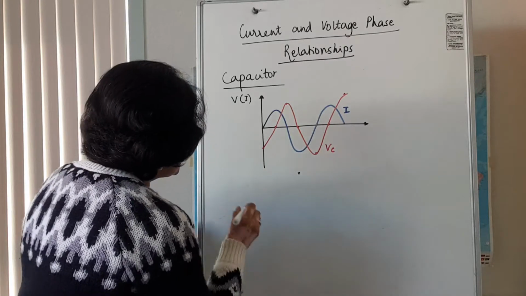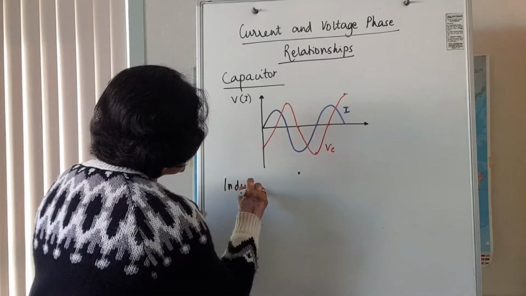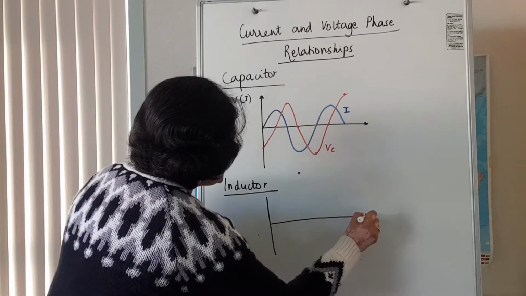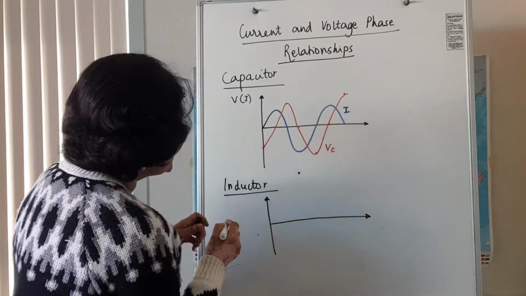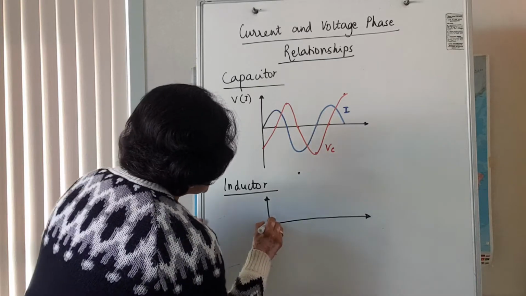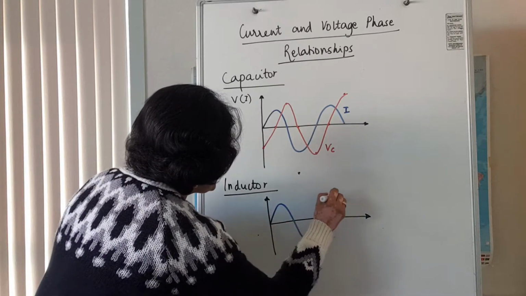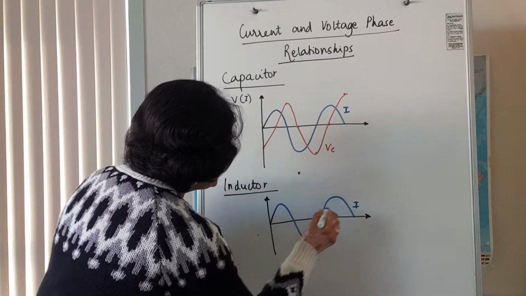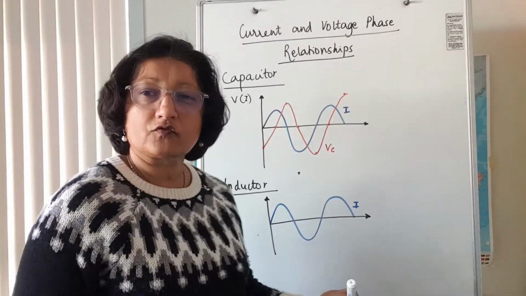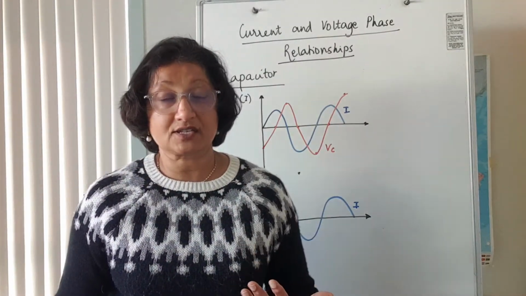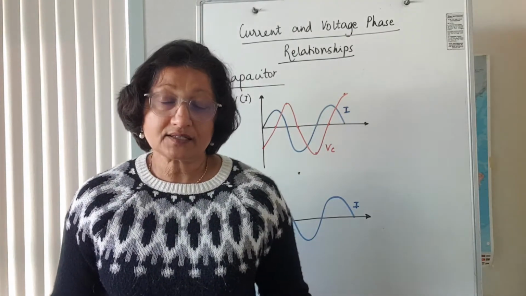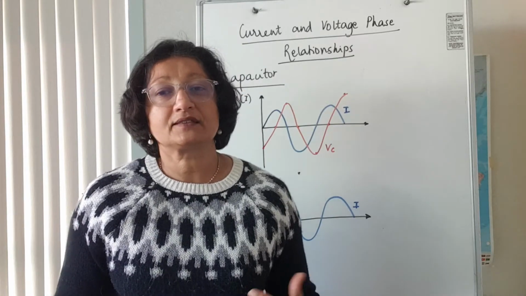Now if I continue this for an inductor, I might use another color, maybe I'll use green for inductor. So for the inductor, again, you've got your current, which is your sine curve. So this is my current. The maximum induced voltage across the inductor is when the current is changing at a maximum rate. The greater the change in flux, the greater the change in current, and the bigger the induced voltage.